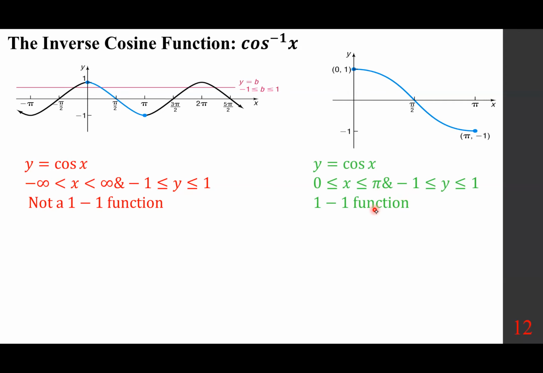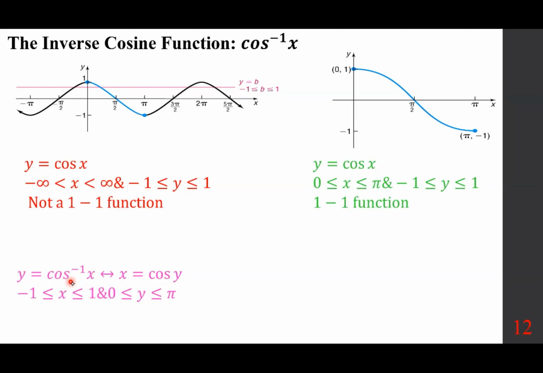So now we define y equals cosine inverse x, means x is cosine y as long as x is between -1 and 1. Remember, the x here is the domain for the inverse and the range for the original function, which is -1 to 1. So this will change to this. And the domain for cosine becomes the range for cosine inverse.